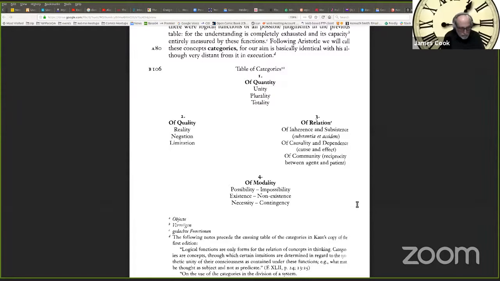And then agent and patient, which he calls community, interaction between agent and patient. But he also uses the word community for anything that has interrelations, and that are, what do you call that? Manifolds. And then number 4 is modality again, and this is very similar. Possibility and impossibility is the first one. The second one is existence and non-existence, which sounds like a truth relation. I don't understand it exactly. And then number 3 is necessity and contingency.